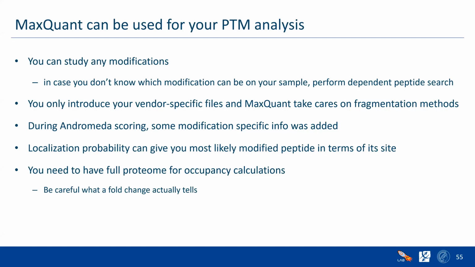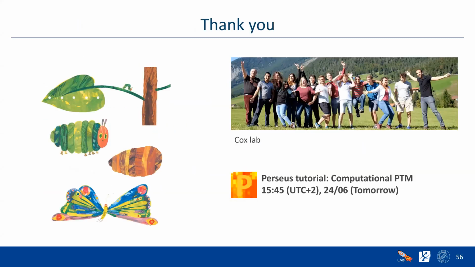And localization probability reflects the certainty about the site. If you want to do it in a more automated way, there are different classes, and the 0.75 class should be at least 0.75, and it will give you better identification. And then you need to have a full proteome for your occupancy calculation, and you need to be careful about what the fold change actually tells you.